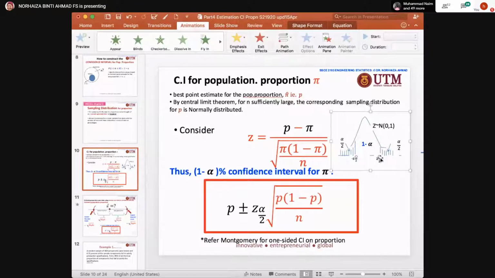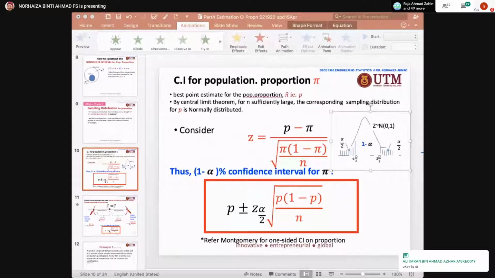This is the point on the line. This is just a point. It corresponds to alpha over 2 here. If this is alpha, then this point here is going to be Z alpha. But for a two-sided confidence interval, this is going to be alpha over 2. If it's one-sided, then it's just alpha. So Z alpha is for one-sided, and for a two-sided confidence interval it relates to this Z alpha over 2. So this is a point. Ali Imran, you get it? Okay, great.